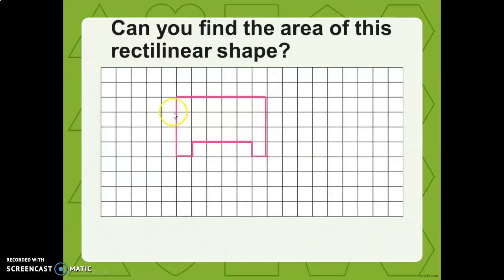What about this shape? Can you find the area of this rectilinear shape? Let's see. 1, 2, 3, 4, 5, 6, 7, 8, 9, 10, 11, 12, 13, 14, 15, 16, 17, 18, 19, 20. 20 centimeters squared. Can you find the area of this shape? I'll let you count the squares at your own pace at home.